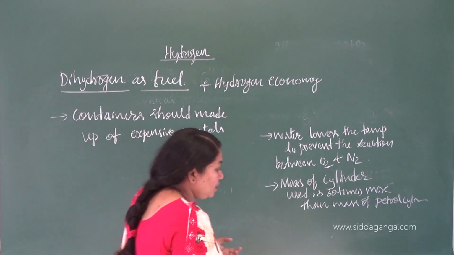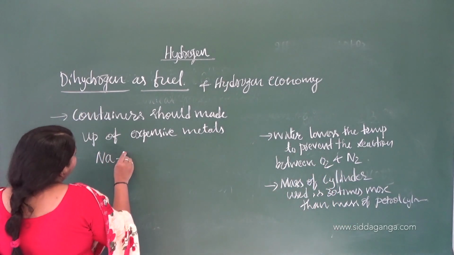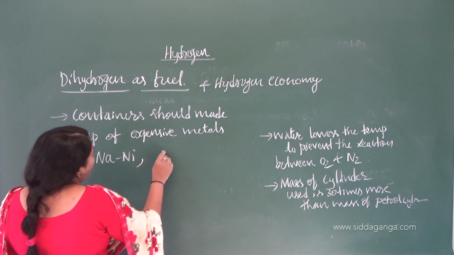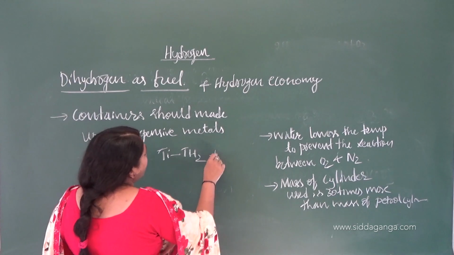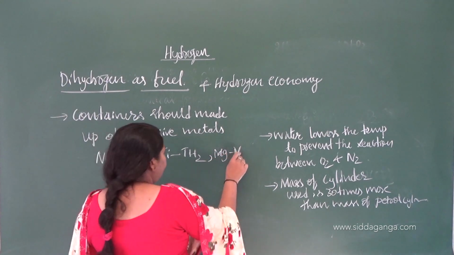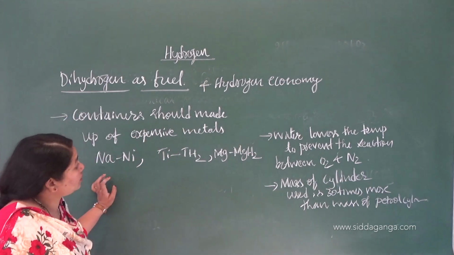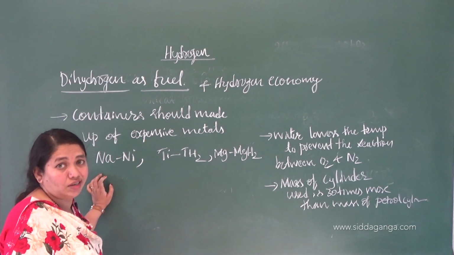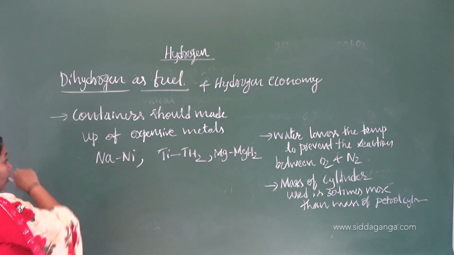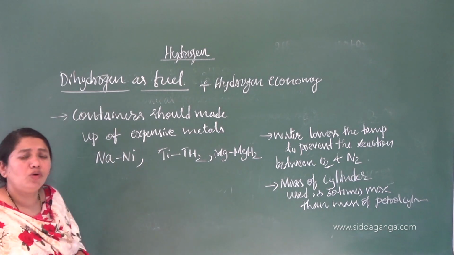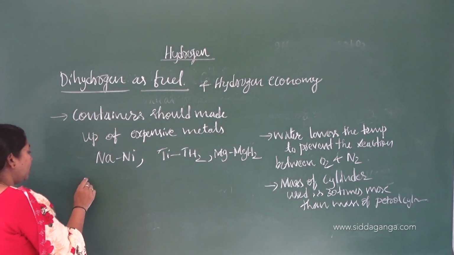What are the containers that we can use here? We can use the sodium nickel metal combination, or titanium hydride combination, or magnesium hydride combination. All these are highly expensive, highly costly. Everyone can't afford this. This is over the petrol. And what about the hydrogen economy?